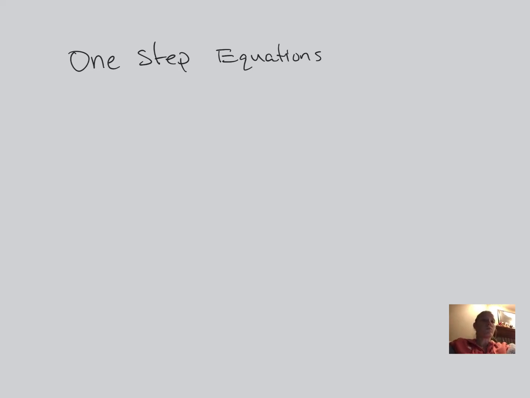When we're solving one-step equations, we are going to be using inverse or opposite operations. So like the opposite of addition would be subtraction, opposite of multiplying would be dividing, and so on. So if I have this equation, for example, some number x plus 3 is equal to 12.